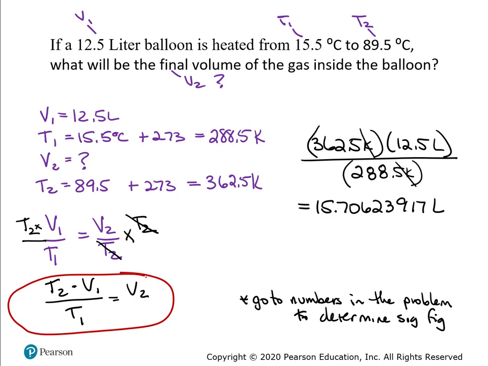Then it's just a matter of making sure you plug in the right one. So double check. T2 is 362.5 Kelvin. V1 is 12.5 liters divided by T1, which is 288.5 Kelvin. And I got 15.70623917 liters. Okay, did everybody get to that point?